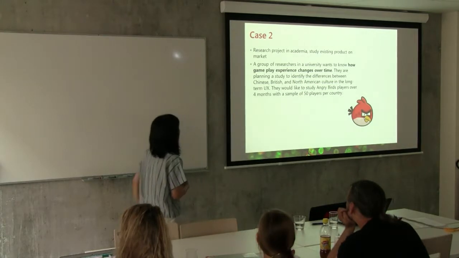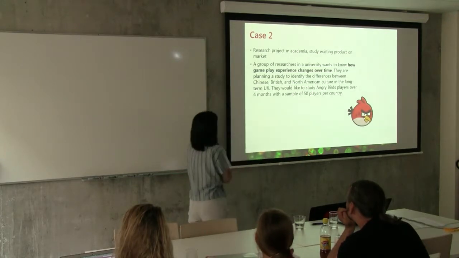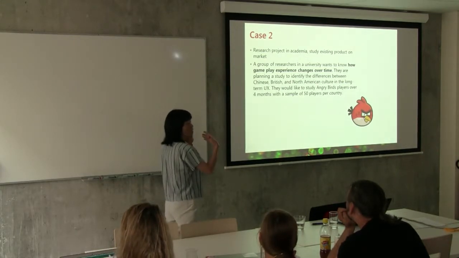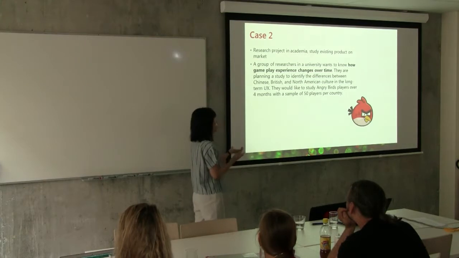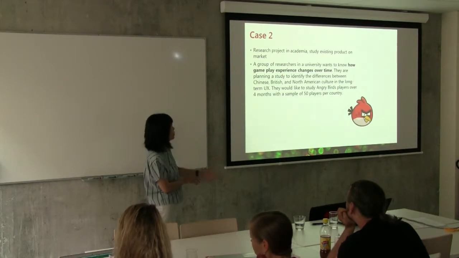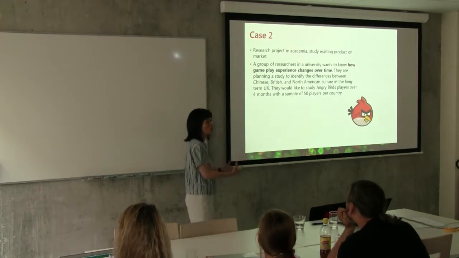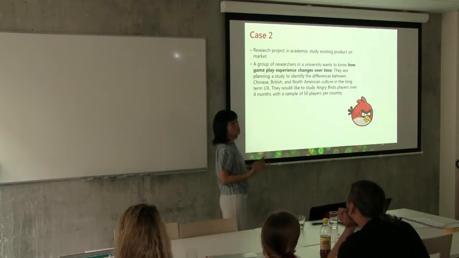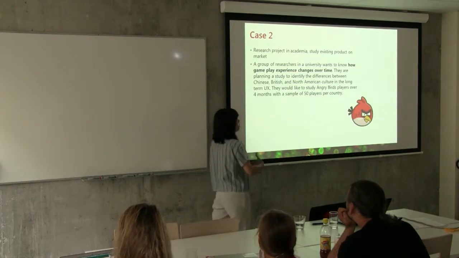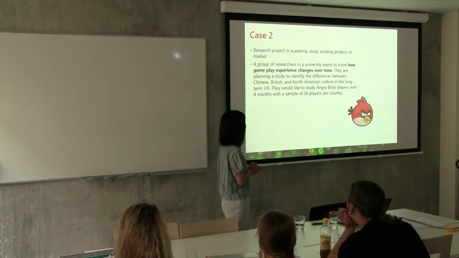Case 2 is a research project in academia, studying an existing product on the market, the Angry Birds game. This group of researchers now have more time, as is usual in academia, because we have to evaluate thoroughly and write the paper, so we do everything we can. They want to know the gameplay experience of Angry Birds over time. As I mentioned in the previous slide, we want to track user experience over time, whether it changes. Especially for a game like that, maybe the first day you play it, you're very excited. But over weeks or months, the novelty effect dies down, and you may find the game not exciting anymore.